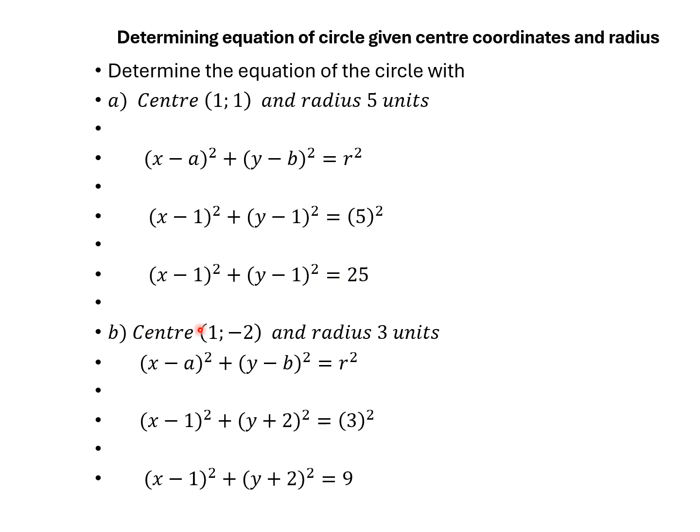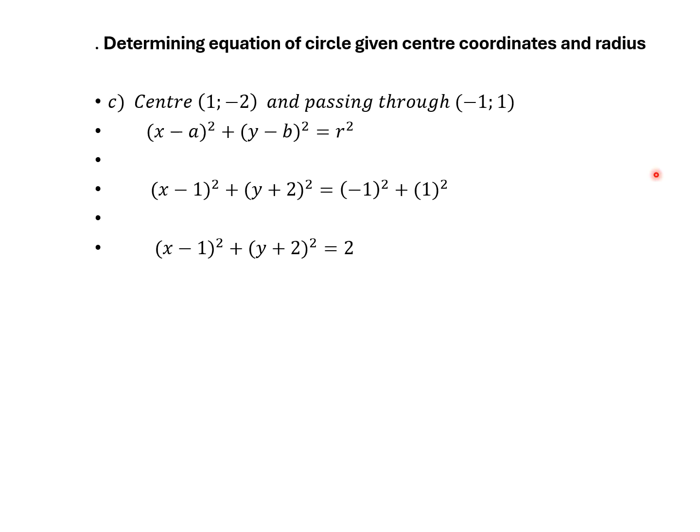B, if it has a center (1, negative 2) and a radius of 3 units, becomes (x minus 1) squared plus (y plus 2) squared, and r there becomes 3 squared. 3 times 3 gives me 9, so my equation then reads (x minus 1) squared plus (y plus 2) squared equals 9. So very important, I change the signs when I put it into the brackets, and the radius must be squared. Don't write 3 and forget that it must become 3 squared. So look at the next problem.